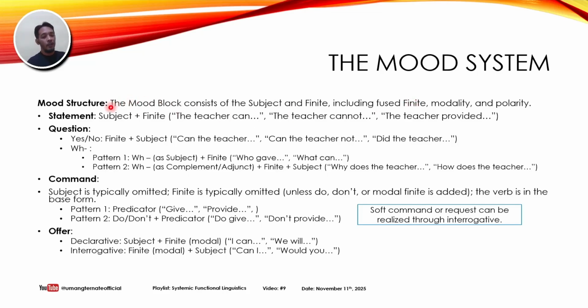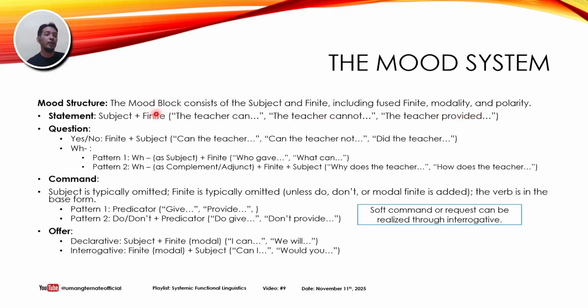For example, statements like the teacher can, the teacher cannot, the teacher provided. These are just examples, but they have a similarity in terms of the mood structure. That is, the subject comes first and then is followed by the finite. Like this: the teacher as a subject, can is the finite. The teacher cannot, the teacher is the subject, cannot is the finite. The teacher provided, just the same.